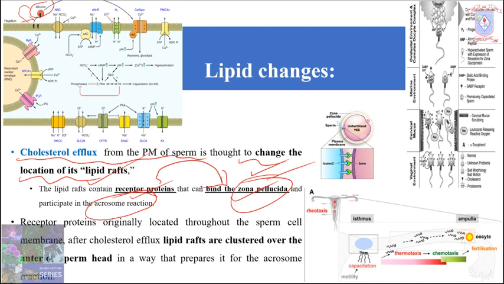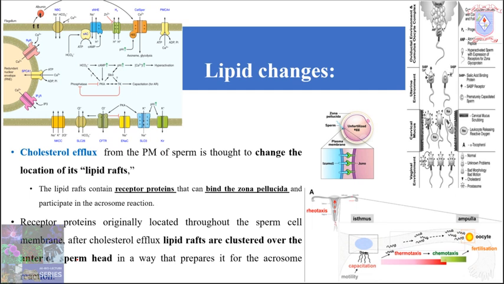The receptor proteins that bind to the zona pellucida were originally located throughout the sperm cell membrane. Before the removal of the cholesterol, that is before the cholesterol efflux, the receptor proteins that bind to the zona pellucida are distributed throughout the sperm plasma membrane. So what changes take place as a result of cholesterol efflux? Before the efflux, the receptors that bind to the zona pellucida of the egg are equally distributed throughout the sperm plasma membrane.